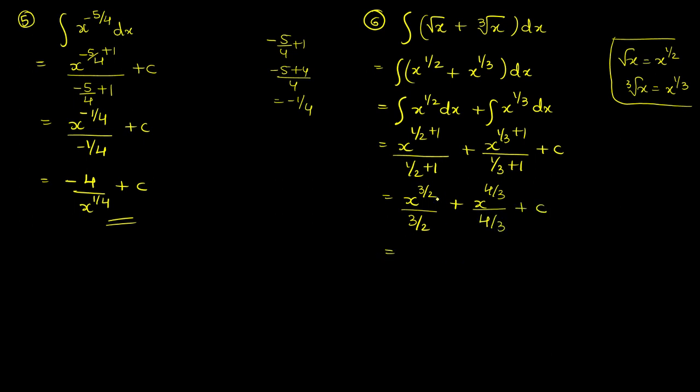Now you can write it in the simplified form. So x has a positive power, so no changes here. But you can see we have a denominator, so 2 goes to the numerator. 2x power 3 over 2 divided by 3, plus again the denominator becomes the numerator, 3x power 4 over 3 divided by 4 over 3, plus c, which will be your final answer.